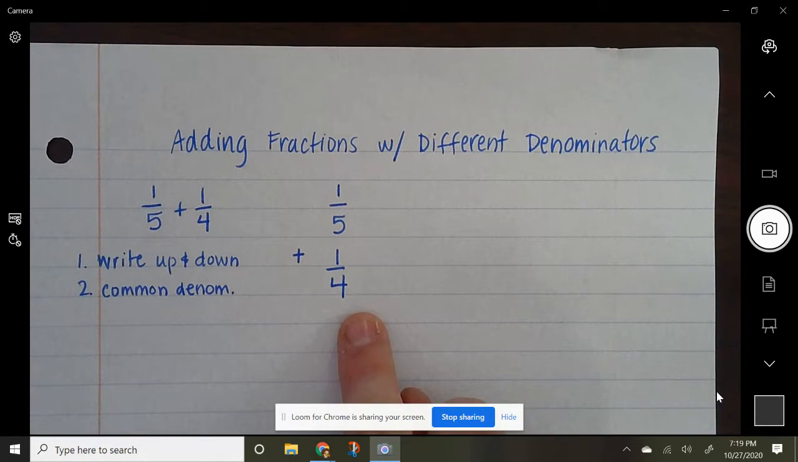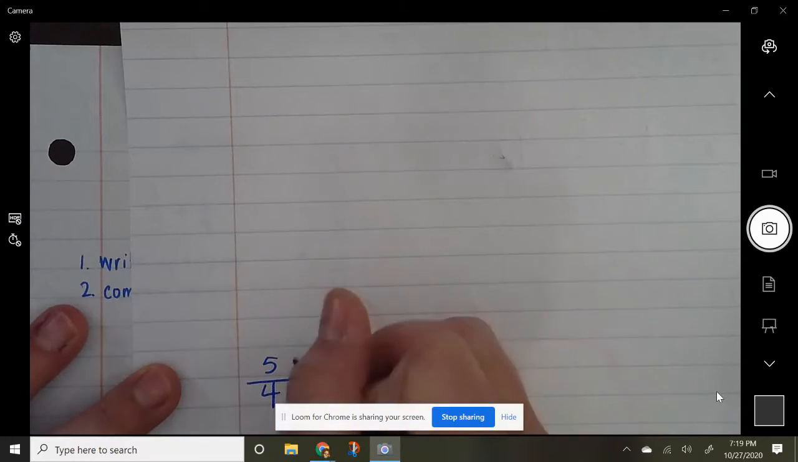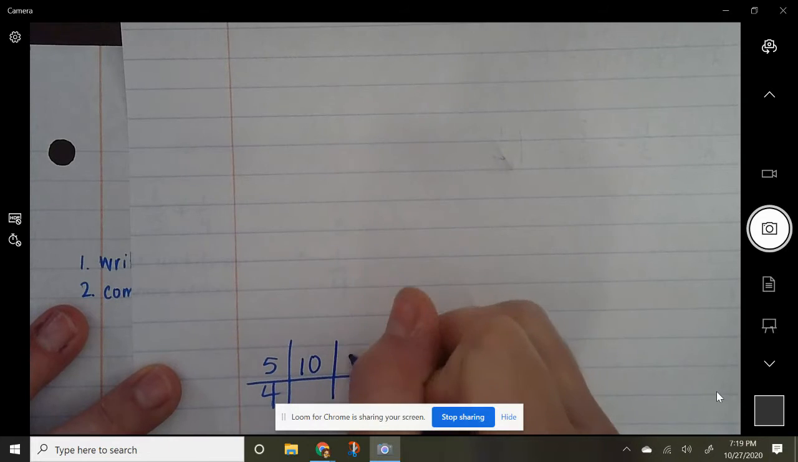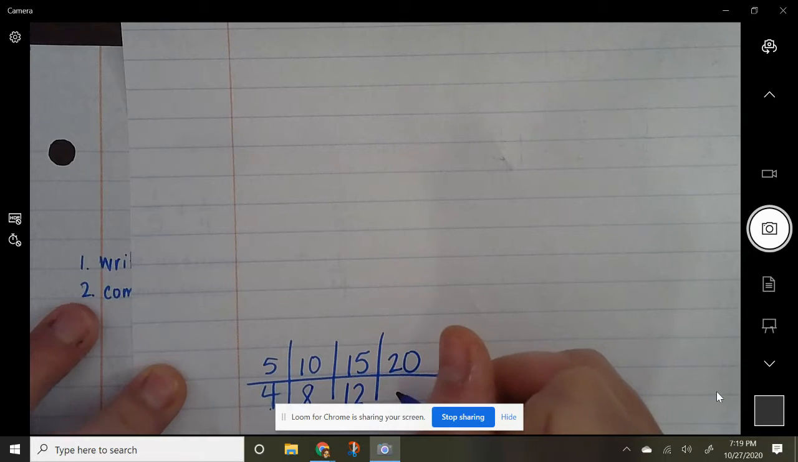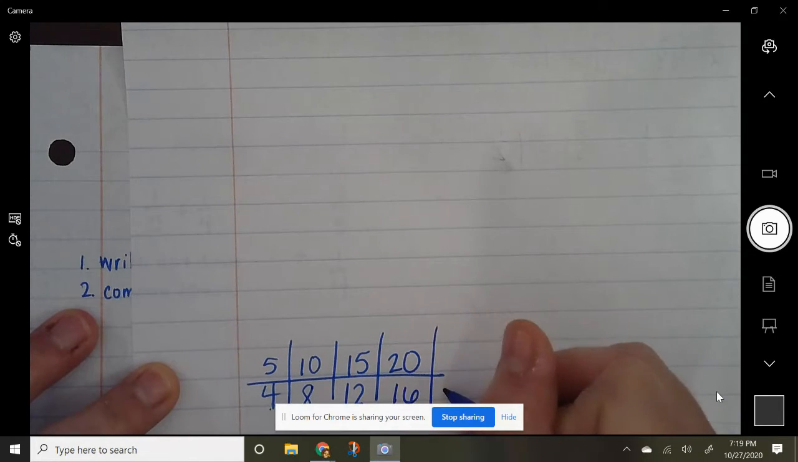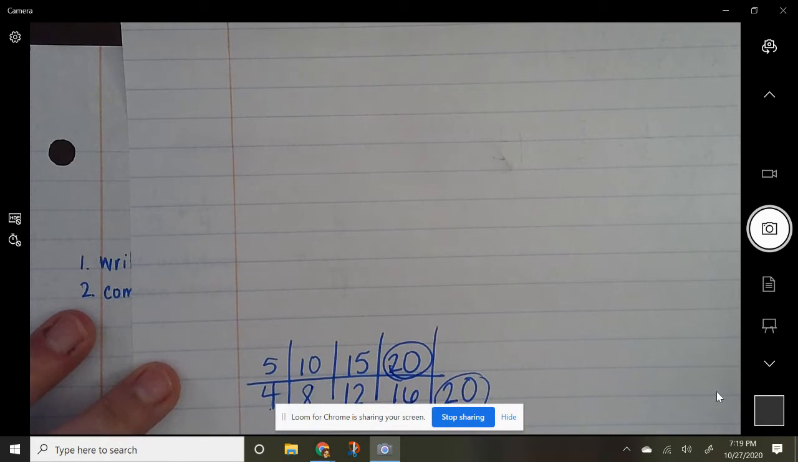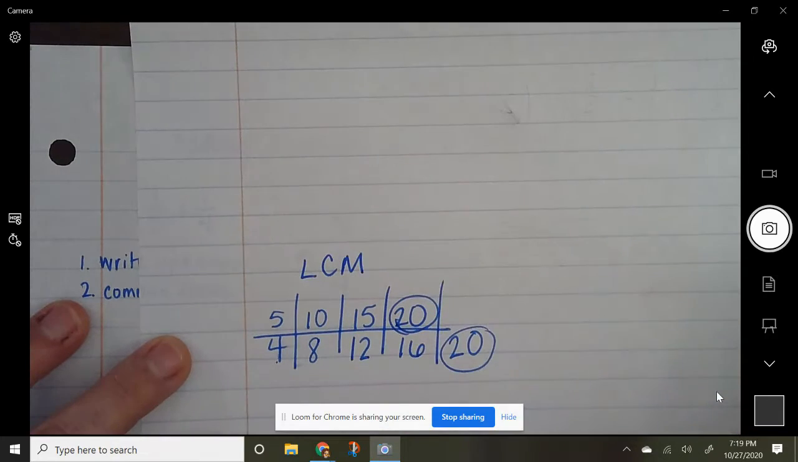This is the time where you might have done something called least common multiple, where you have your 5 and your 4, and you're thinking, I'm going to count by 5s here, 5, 10, 15, 20. Count by 4s here, 4 times 2 is 8, 12, 4 times 4 is 16, 4 times 5 is 20. So what you need to do is get your bottom number to be 20. This is called LCM, or least common multiple.